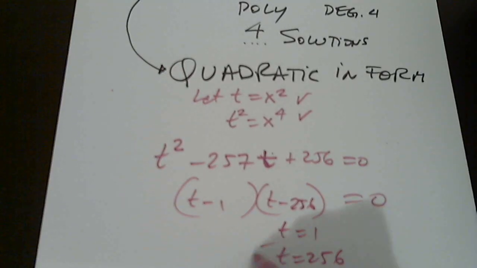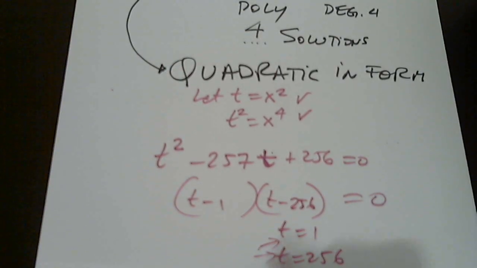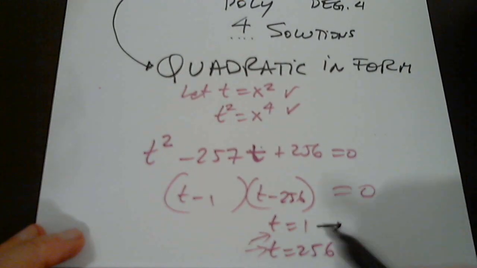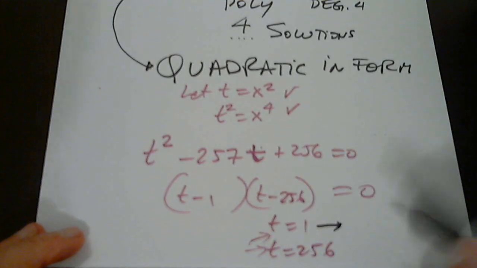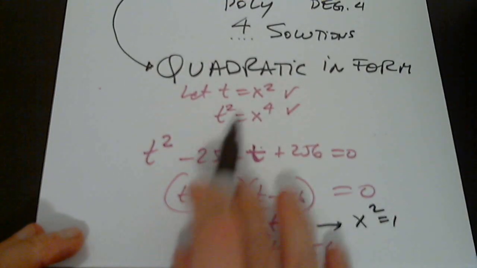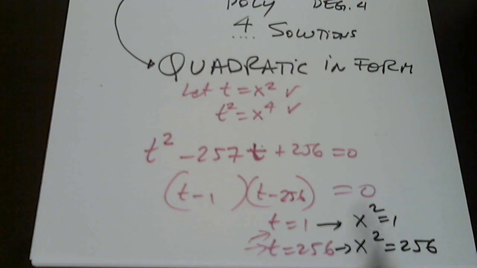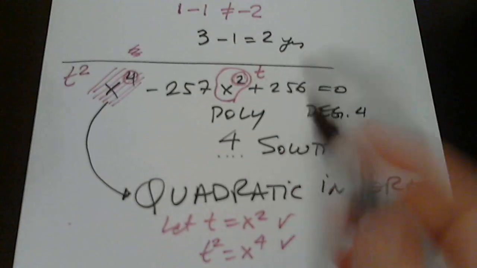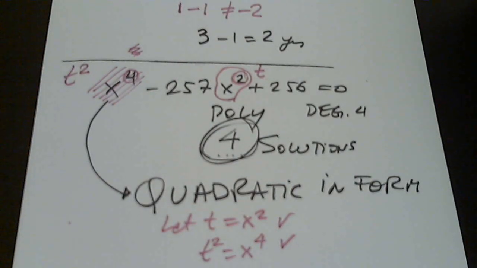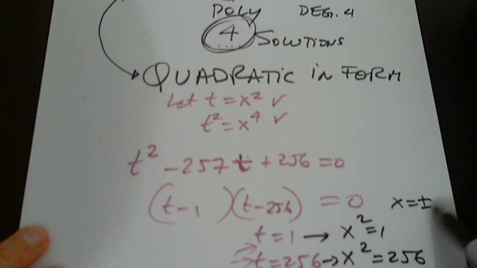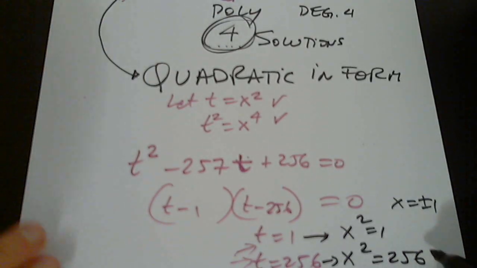You can say, who cares about your t? The equation is in x. True. Nobody cares about t. It was a tool to help me solve. But now I have to go back. What is t? T is x squared. Now I take the square root from both sides. And I will get guaranteed 4 solutions. 2 from this equation, x equals plus or minus 1. And 2 from this equation, let me write it on the next page.